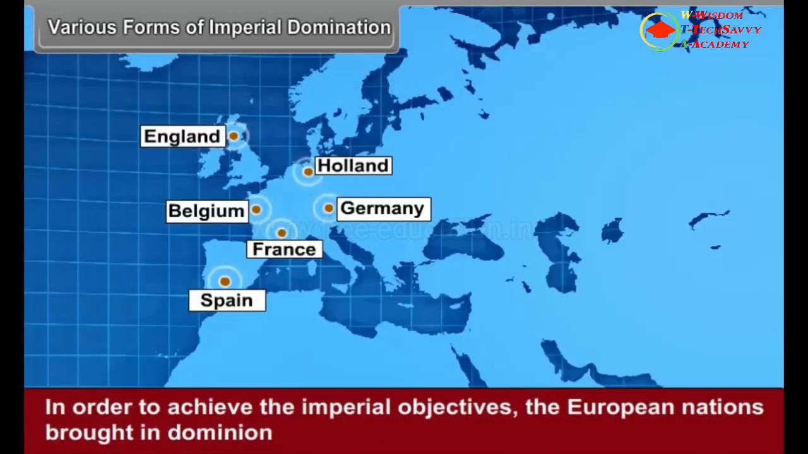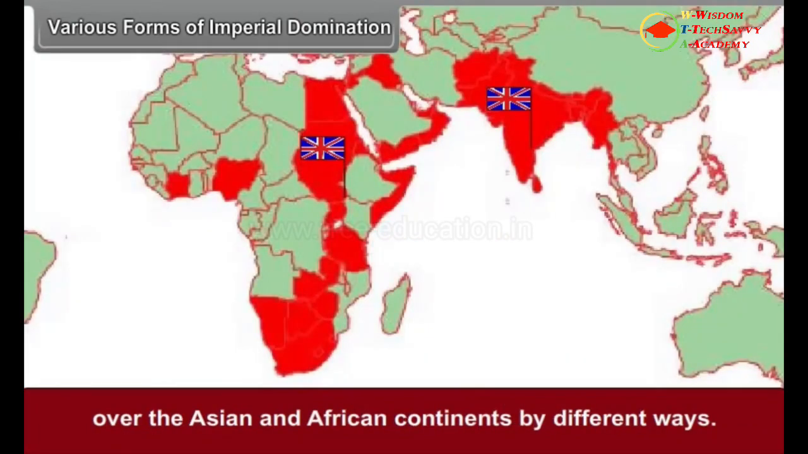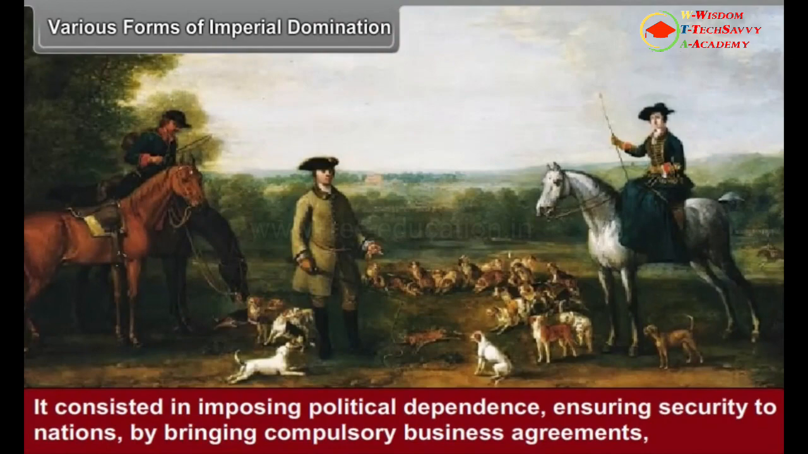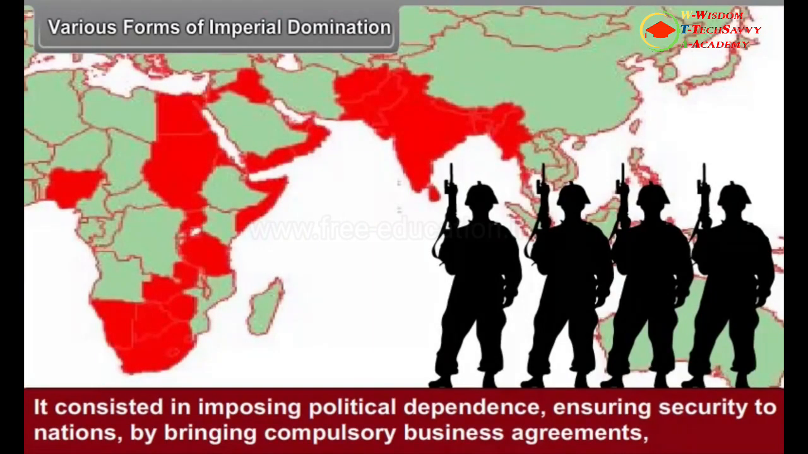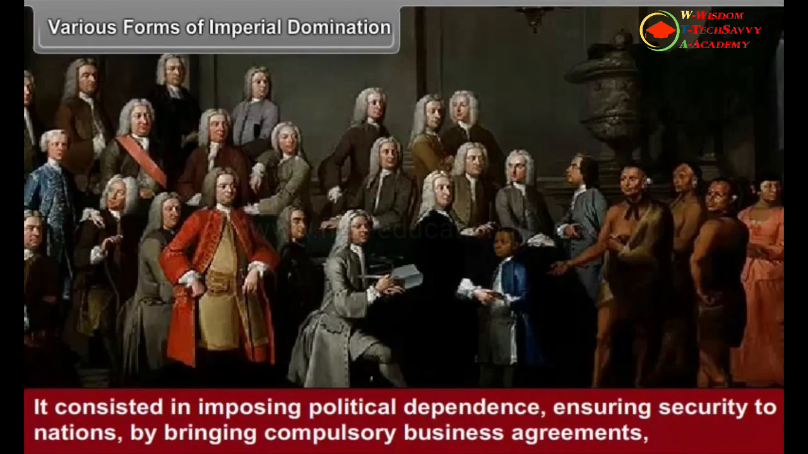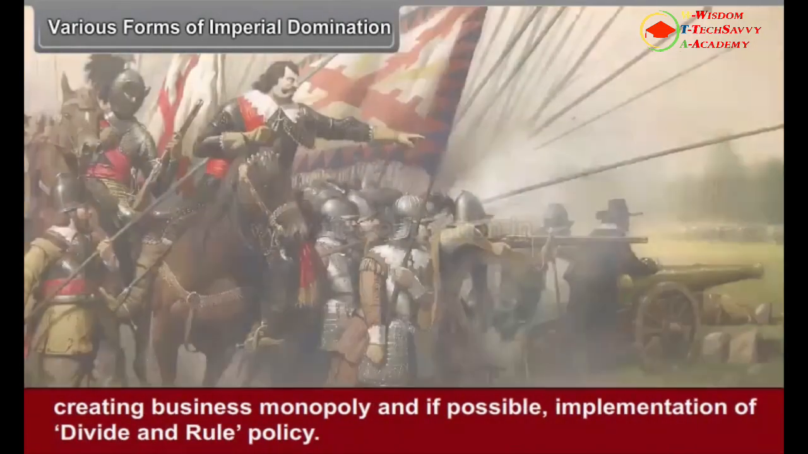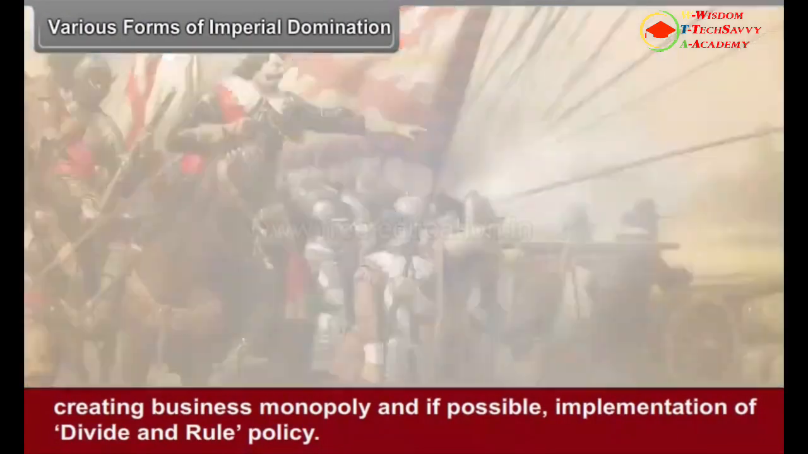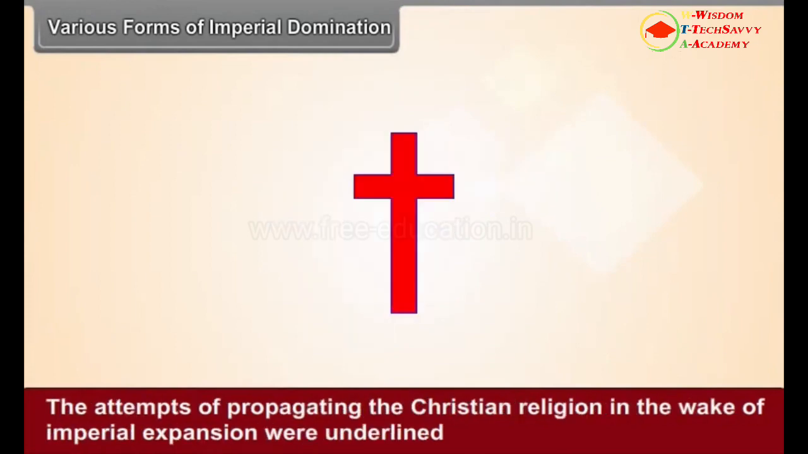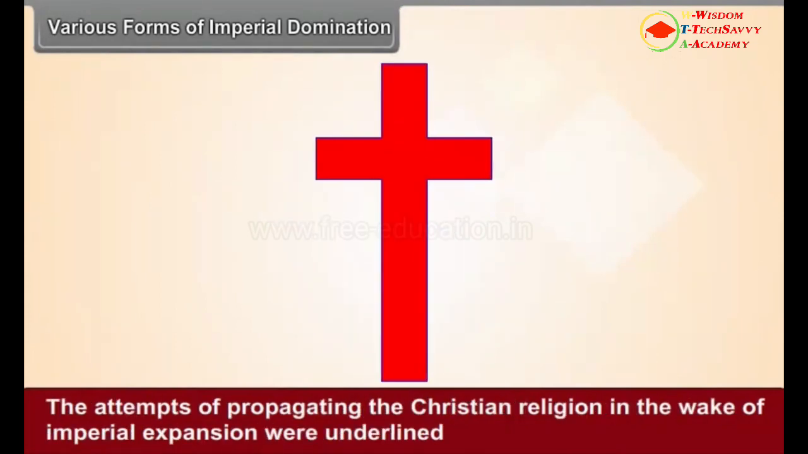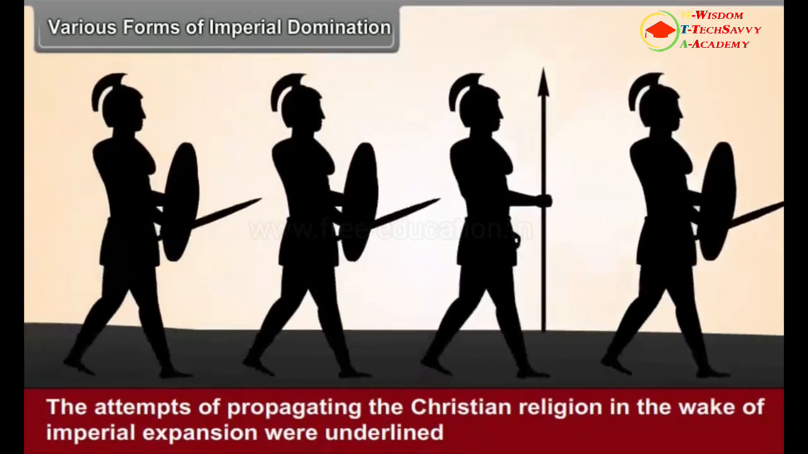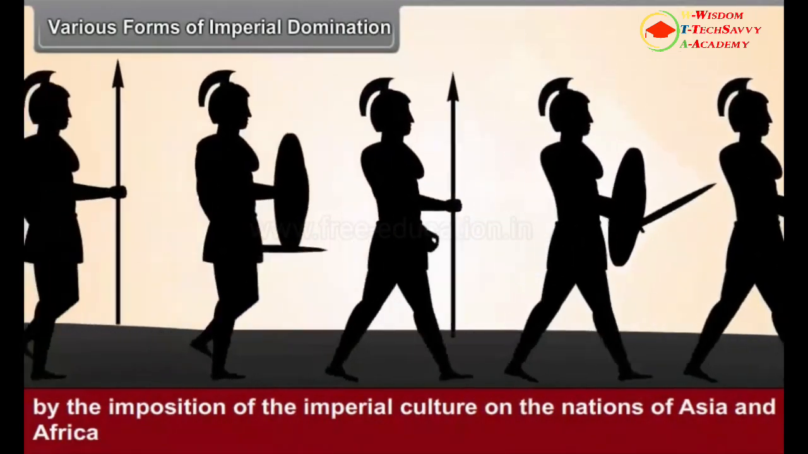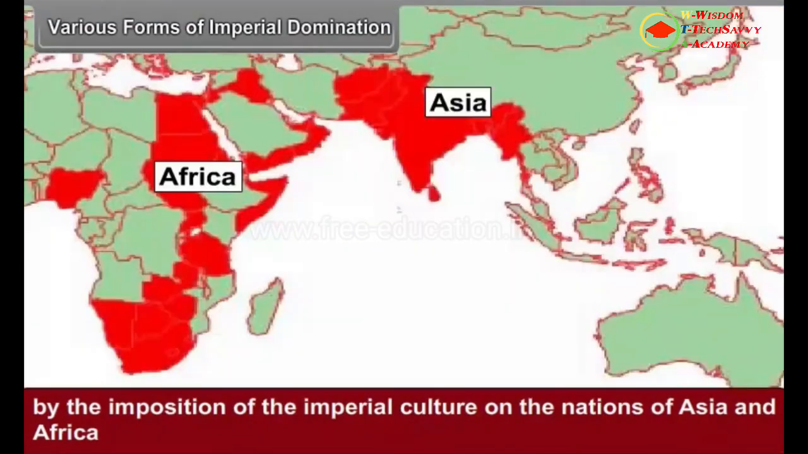Various forms of imperial domination. In order to achieve the imperial objectives, the European nations brought in dominion over the Asian and African continents by different ways. It consisted in imposing political dependence, ensuring security to nations, bringing compulsory business agreements, creating business monopoly, and, if possible, implementing the divide and rule policy. The attempts of propagating the Christian religion in the wake of imperial expansion were underlined by the imposition of the imperial culture on the nations of Asia and Africa.